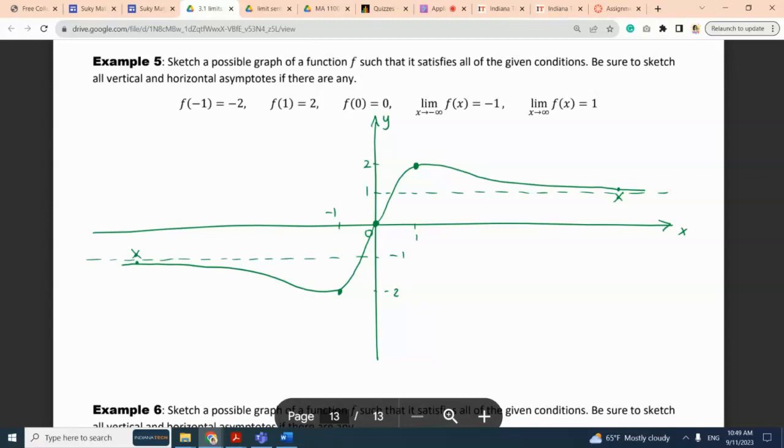And then when you connect the points, keep in mind, you can cross a horizontal asymptote. So it's okay to go through it and then you're approaching it. Here you go through it and then approaching it. And then you erase the dot here. Erase the dot here. Okay, everybody?